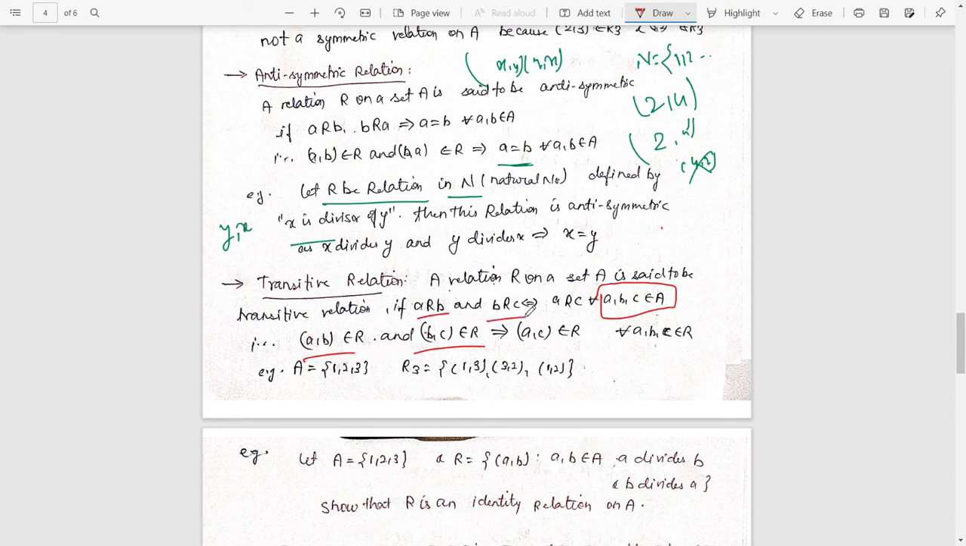So let's say a is related to b and b is related to c, so this should imply that a is related to c. How is this true? Let's see this particular example. A is {1, 2, 3}. Then (1, 3) belongs to R, and (3, 2) also belongs to R. So this is (a, b), this is (b, c).